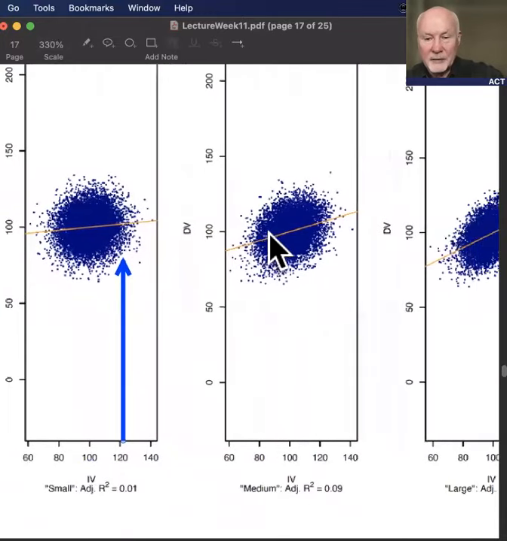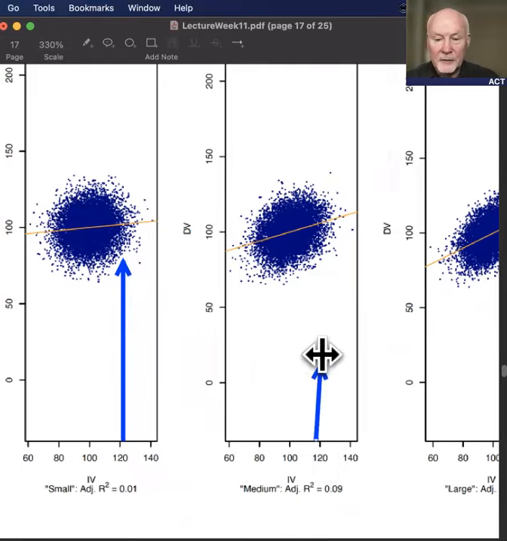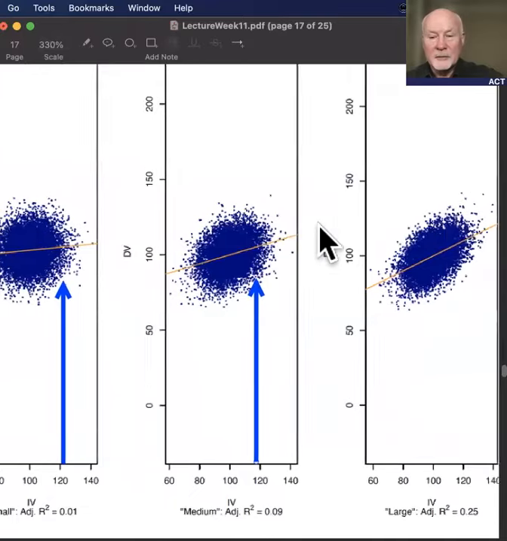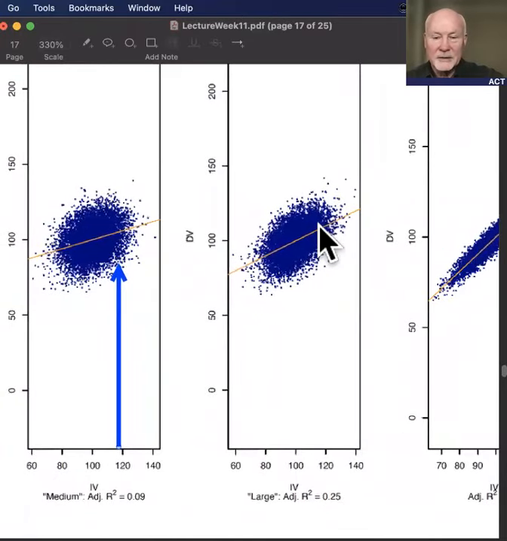Then we get to a medium correlation. You can see there the correlation is a little bit more visible in the scatter plot. And if we draw the vertical line, the range is a little bit narrower, not much, slightly narrower. And then if we move over to a large correlation, the improvement is not that great. It is a bit better, but there's still a lot of noise.